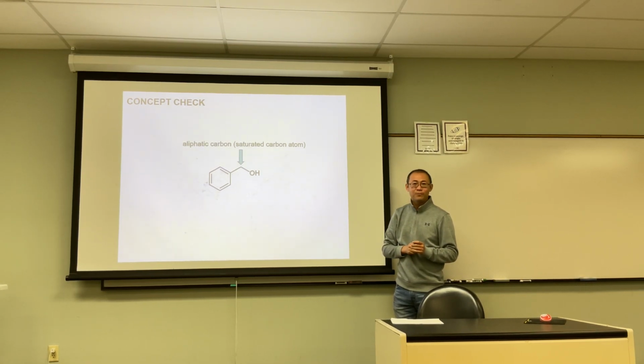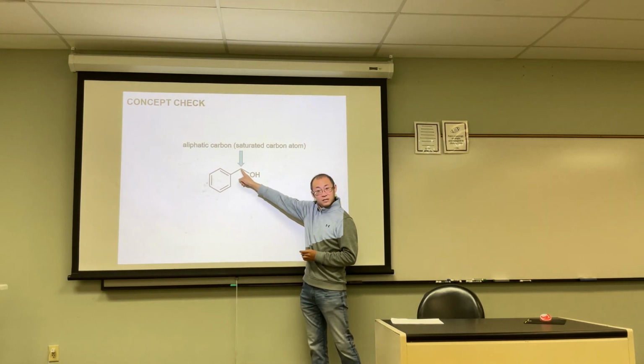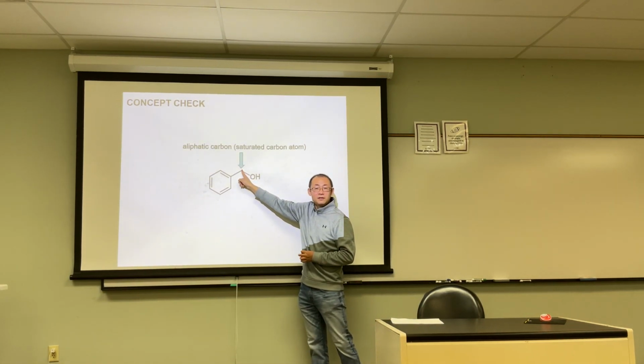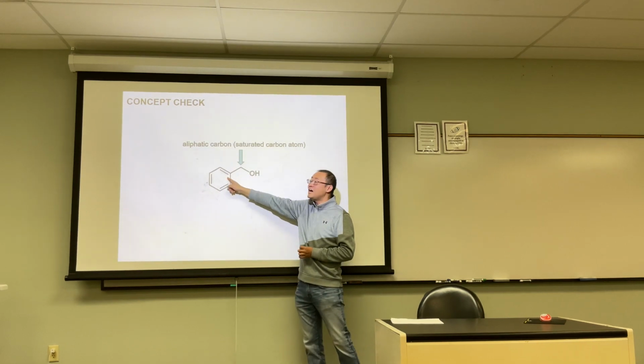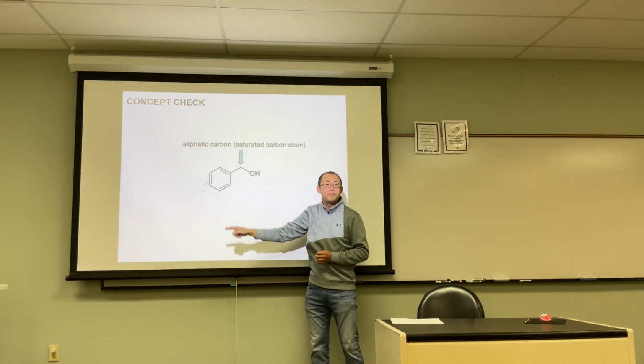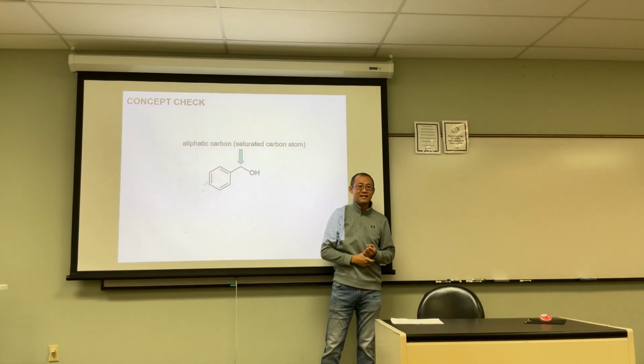Okay, it's an alcohol. The OH bonds to what? This carbon. What is this carbon? A saturated carbon. Then it's an alcohol. It has a benzene, but the O is not bonded to the benzene. Does it make sense? Okay, this is an alcohol.